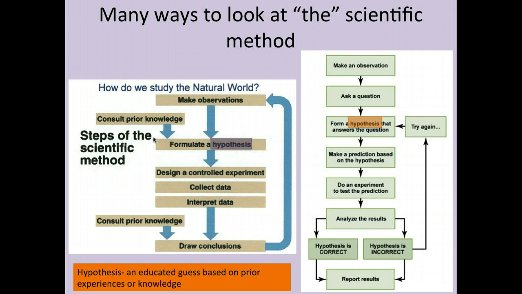We'll then make a prediction based on that hypothesis, do an experiment to test that prediction, analyze the results. If the hypothesis seemed to be correct, you might go ahead and report the results. If the hypothesis was incorrect, you would definitely go back, try again, formulate a new hypothesis, and repeat the procedure.